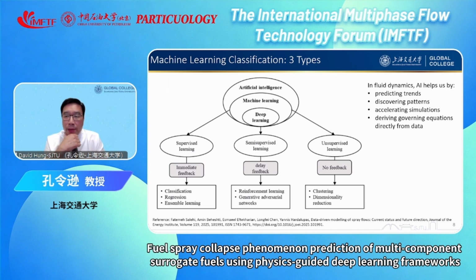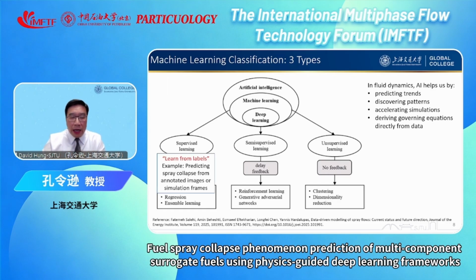Again, for fluid mechanics, I think AI can help us do a few things. Maybe we can use it to predict trends, discover patterns that we have not been able to identify, accelerate simulations that take too long, or perhaps derive governing equations using data directly. So in that context, maybe supervised learning we can call learning from our labels, because you predict a certain part of the behavior.